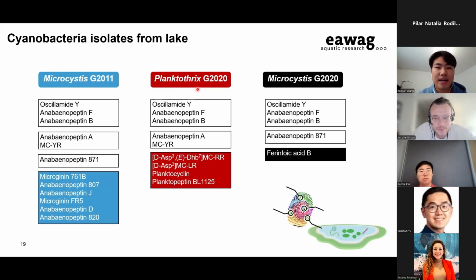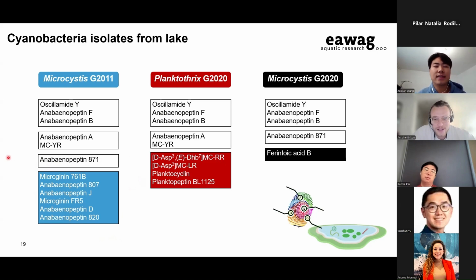So here are the metabolites that each of the strains could produce. First we could see that some metabolites they could produce in common, for example the anabaenopeptin Y and the anabaenopeptin F and the anabaenopeptin B. But there are also some metabolites that are only produced by one of the strains, for example all the metabolites in the colored boxes.